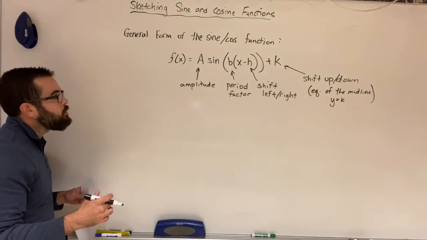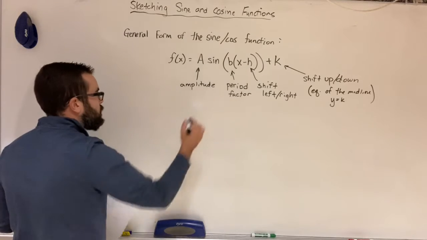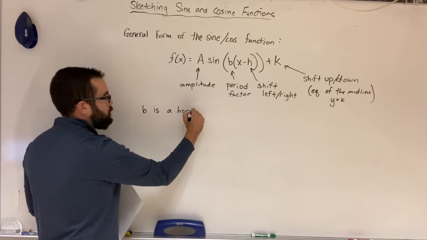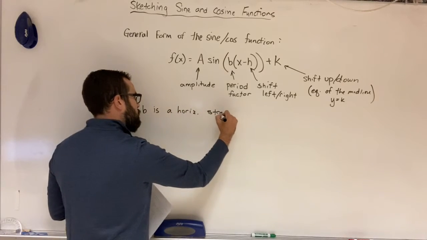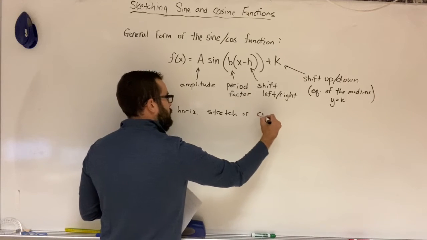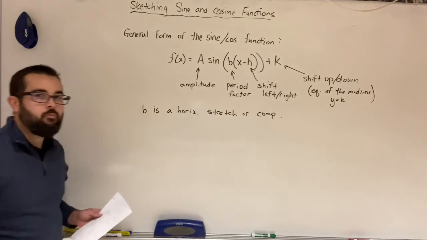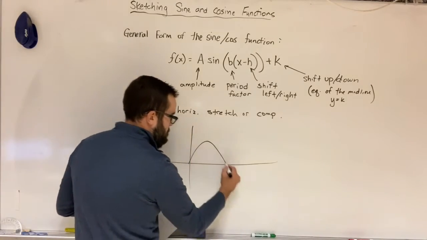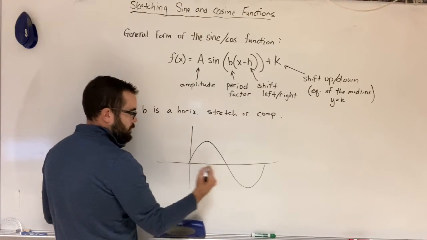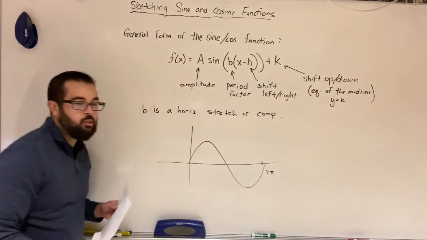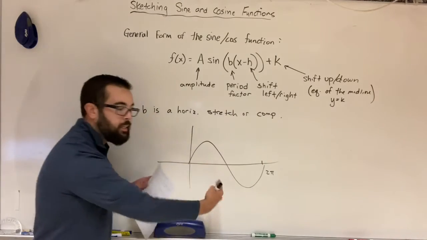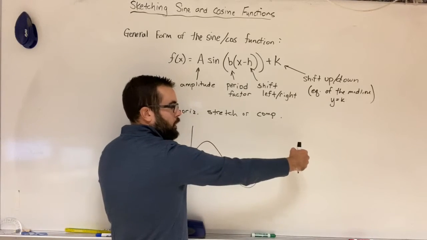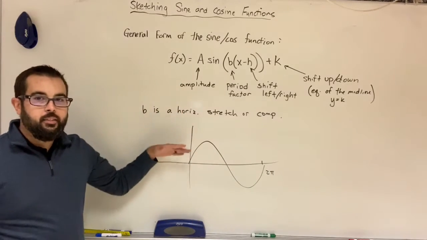All right, so now I want to talk about the period factor. What is the period factor? So B is a horizontal stretch or compression. All right? Well, if you take a graph of a trig function, let's take the sine function, whose period is 2 pi, right? 0 to 2 pi, that length is 2 pi. And you stretch it horizontally, what are you changing of this graph besides the shape?